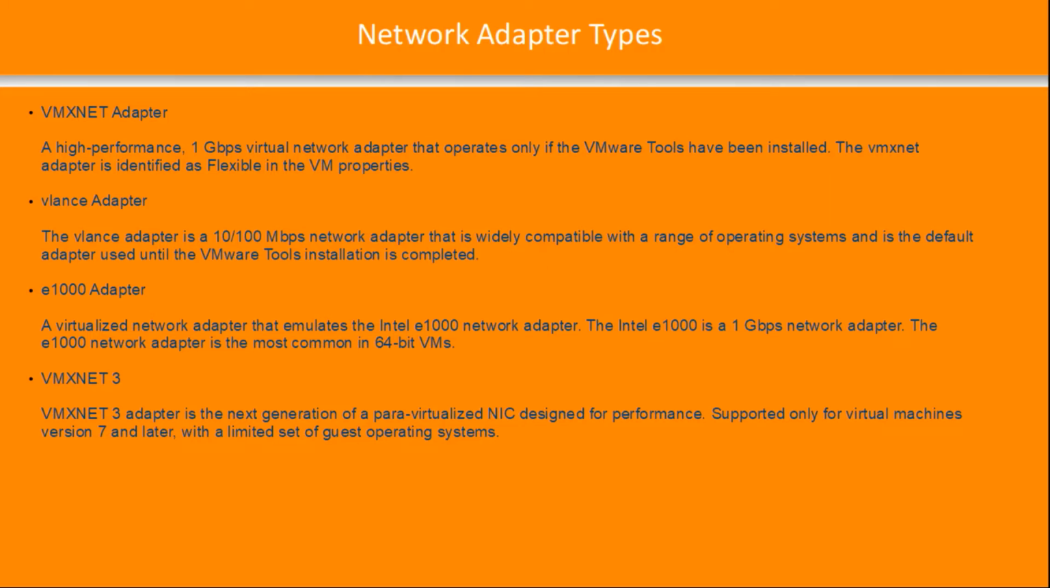Finally, we review VMXNet 3, which is the next generation, called the Paravirtualized Network Interface Adapter, designed for high performance, supported only for virtual machines with version 7 and higher, with a limited set of guest operating systems. It's recommended to install VMware Tools, and you benefit with VMXNet 3, which is the highest performing network adapter card available.